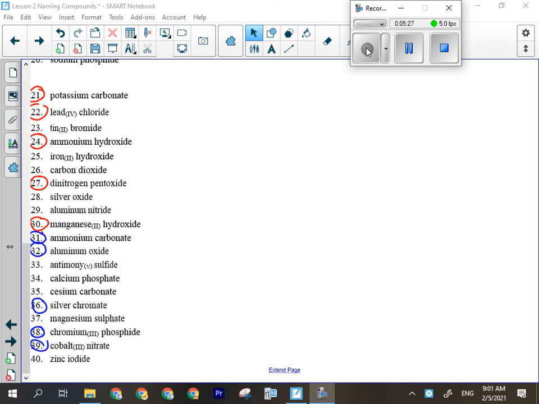Okay, let's have a look at these ones here. So for number 31, we're back to that only positively charged polyatomic ion that we have, ammonium. Okay, so we have ammonium, NH4, it has a +1 charge. And we know it's ionic because it's a polyatomic ion, so it has to be an ionic compound. And it's with carbonate, which is CO3 with a -2 charge.